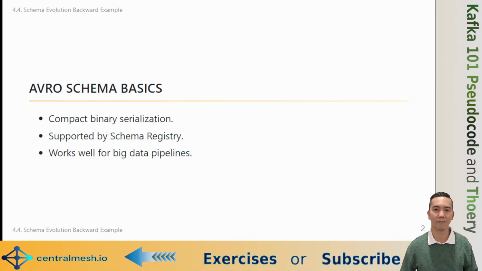Here's why it's popular. First, Avro provides compact binary serialization, which is much smaller than text-based formats like JSON or XML. This makes it ideal for big data pipelines. Next, it's supported by Schema Registry, a centralized service for managing schemas in Kafka. This simplifies how producers and consumers communicate by ensuring they are always schema compatible. Finally, Avro design is well suited for big data pipelines, especially in distributed systems where performance and consistency are critical.